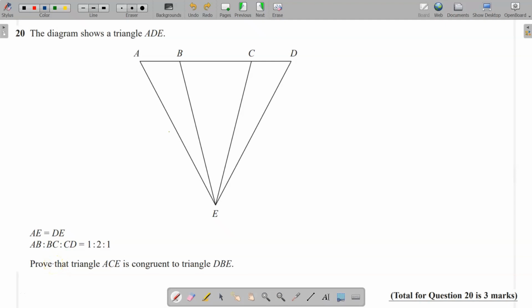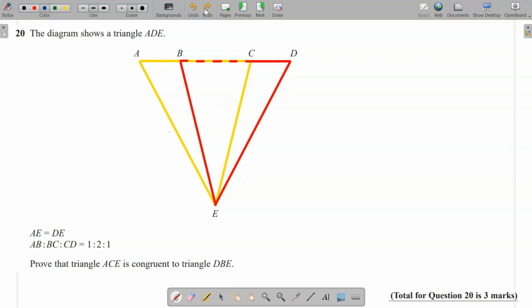In this question, we are asked to prove that two triangles ACE and DBE are congruent. Now, we'll start by just highlighting the two triangles that we're trying to show are congruent. So ACE is this one here, and the other one is that across there. Now they look the same size and shape. One's flipped over, but we've obviously got to prove that they are.